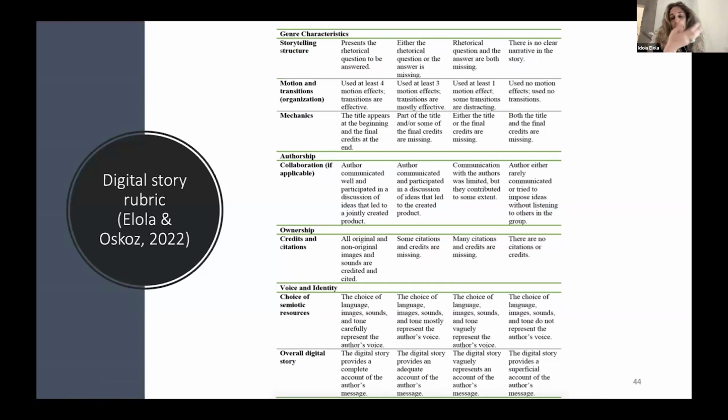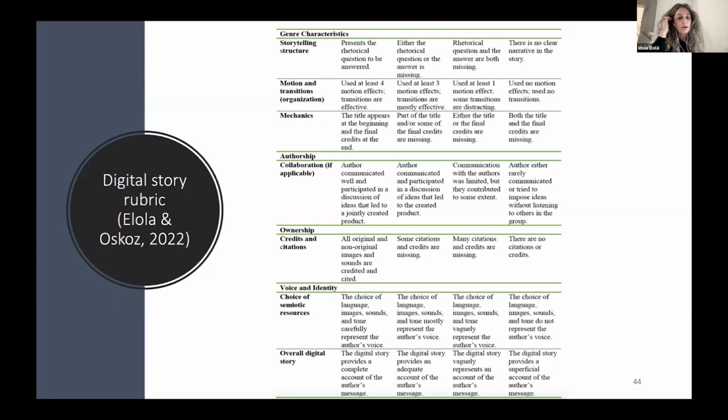Genre characteristics, this is a storytelling, so does it have the structure that we are discussing in class and we've been working on? Are the emotions and transitions happening? We have connectors in an essay, but what we notice in digital stories is that the connectors were substituted by music and images. What about the mechanics? Do they have the credits at the end? Authorship, especially if they're working collaboratively, how do we know that it is a collaborative authorship? Do they have credits and citations at the end?